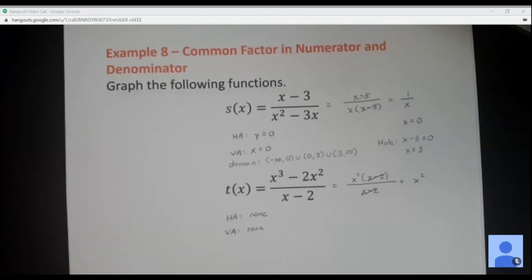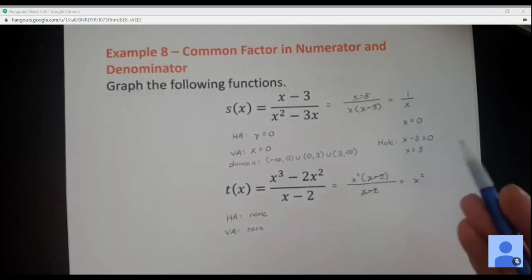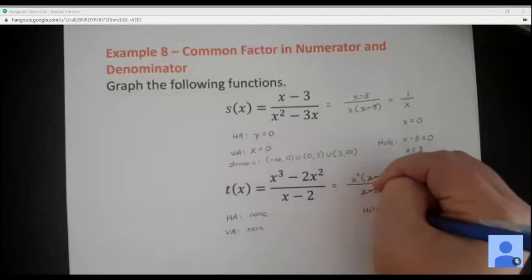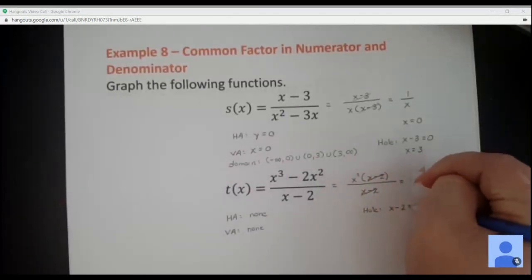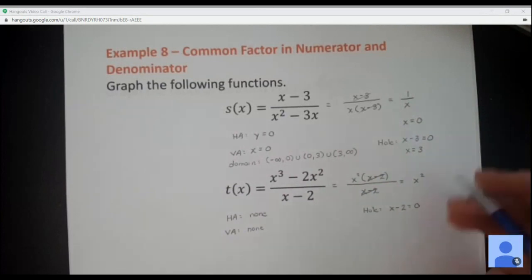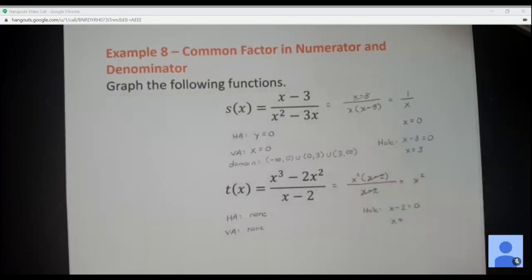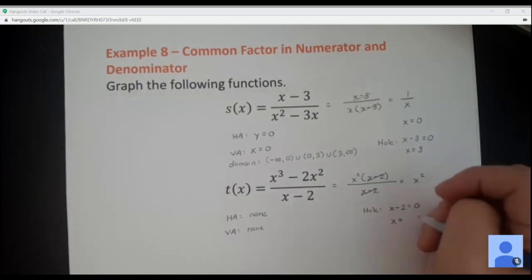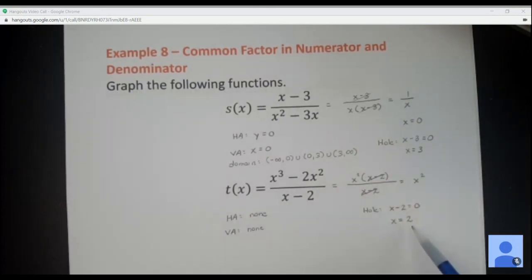Now, will we have any holes in our graph this time? Yes, right? So now we go back before we canceled anything out. We did have this factor of x minus 2. And so we have to take that and we have to set it equal to 0, right? And so that's actually going to give us x equals what? Positive 2. Right, so there actually will be a hole in our graph at x equals 2 this time. All right, so let me look at this graph real quick. This will be the last thing we do.